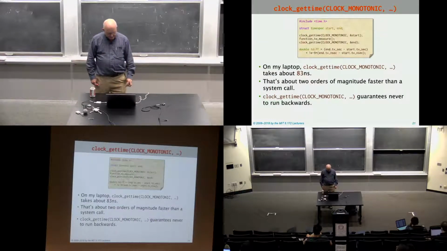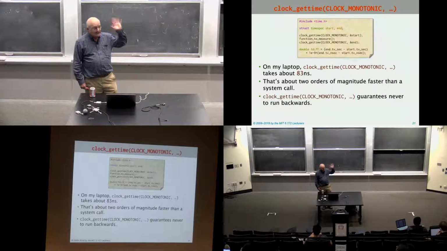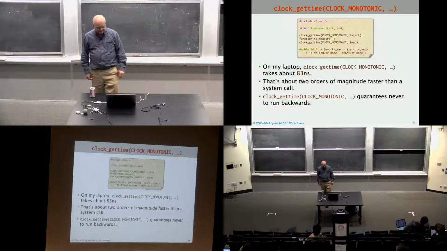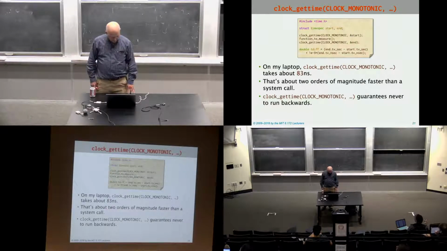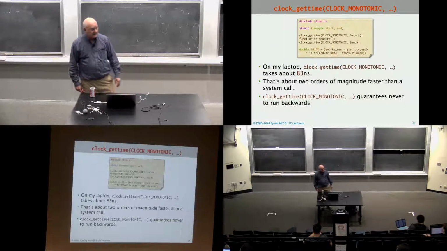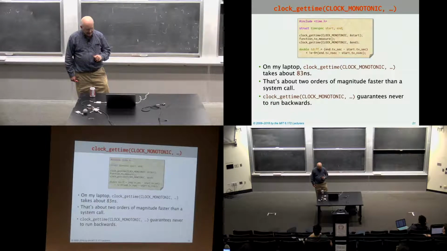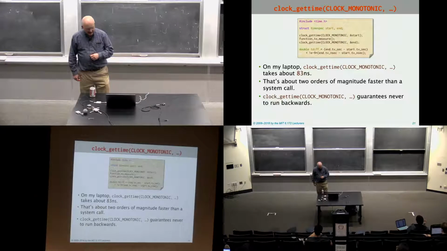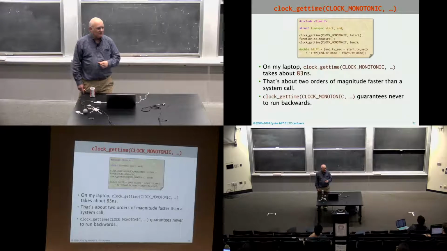Now, the timing call that I recommend you use, and that was used in the example that I gave, is clock get time. In particular, there are a bunch of options to that, and the one that I strongly recommend is clock monotonic. Okay, and it takes about 83 nanoseconds to actually read what the time is. That's about 2 orders of magnitude faster than a system call. And one of the things about it, this is such a funny thing to have to say, is that it guarantees never to run backwards.